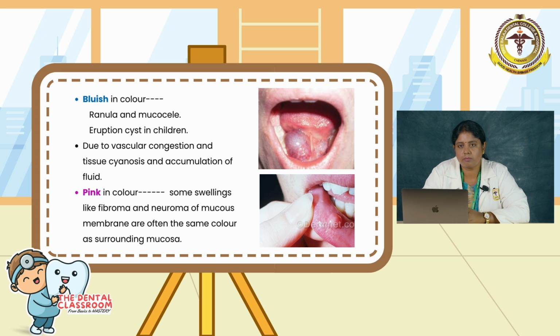Then pink color as such, there is no pink color swelling. If the swelling is in the color of the surrounding mucosa, then you call it a pink color swelling. A very common example is fibroma or neuroma, where you will have a similar color to the surrounding mucosa. Okay, so far we saw about the location, number, color of the swelling. Now we'll see the shape of the swelling.